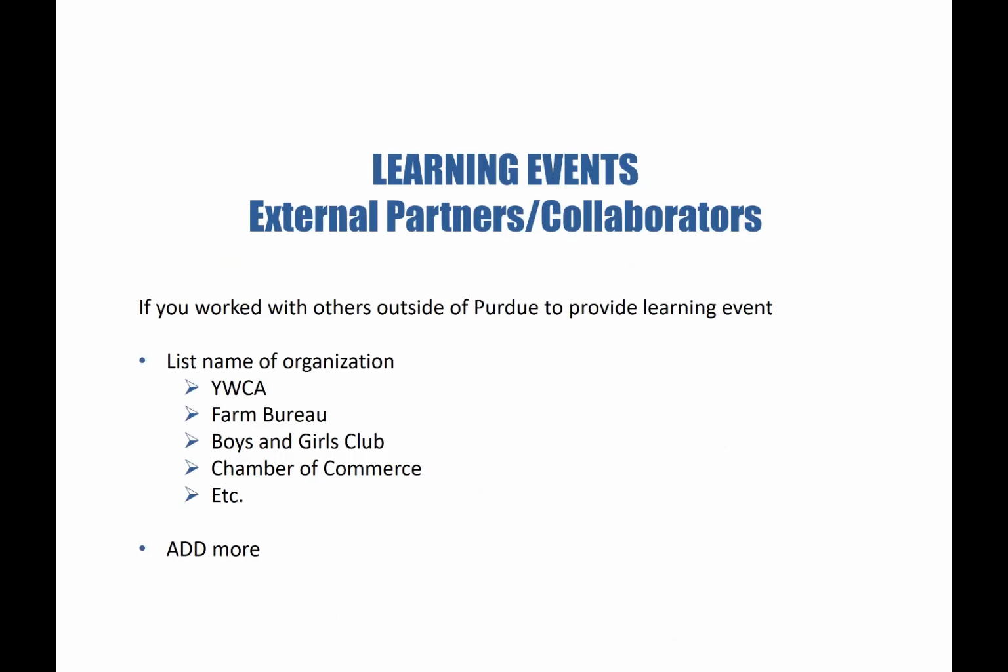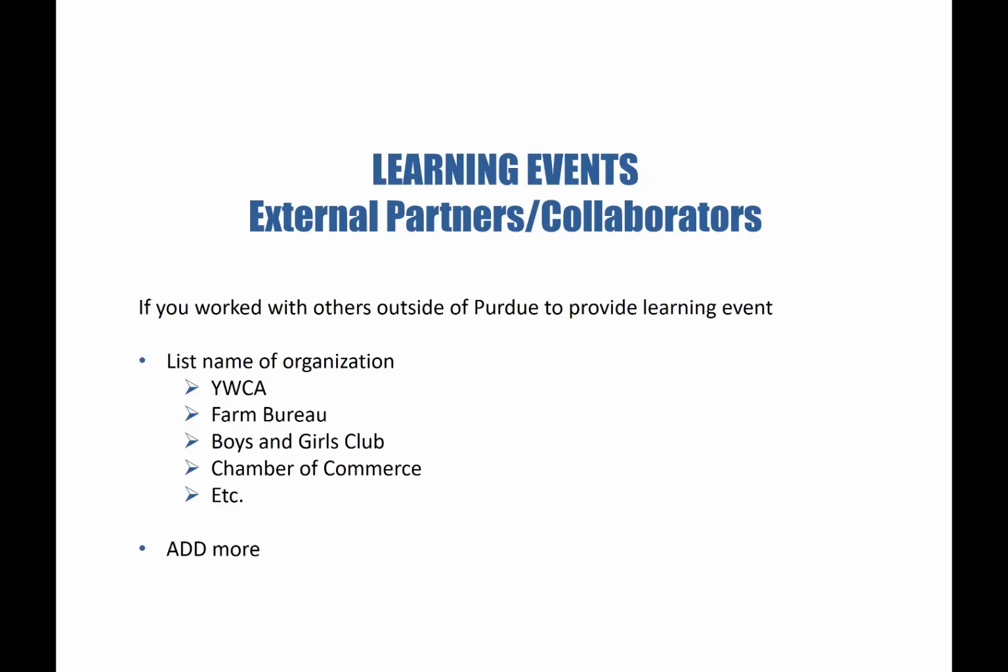First of all, we're going to talk about reporting in Digital Measures, and we're focusing on one screen only. We're focusing on the learning event screen. So this is when you're reporting about your workshop or your presentation or your program. The idea with external partners and collaborators is that you document when you partner with those outside of Purdue Extension.